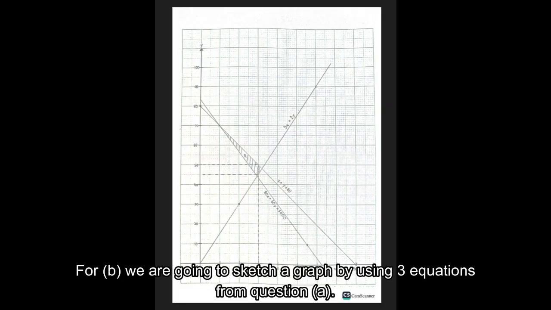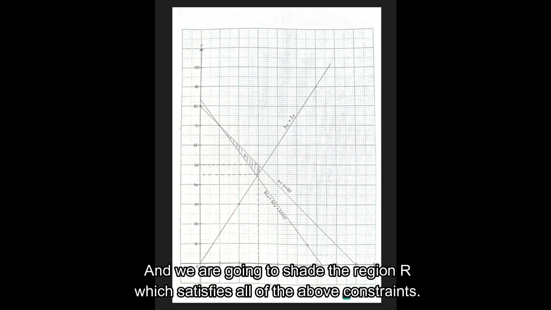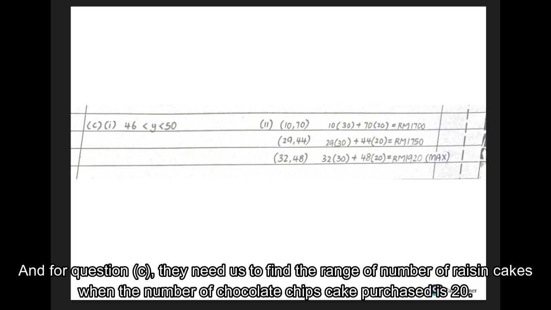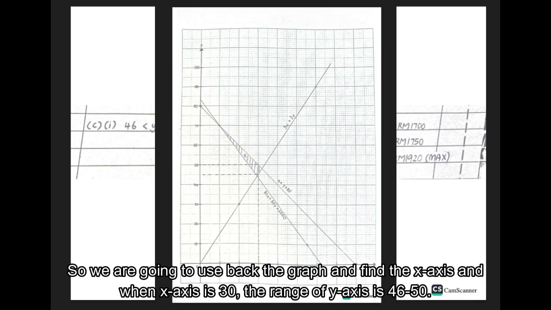For B, we are going to sketch the graph by using the three inequalities from question A, and we are going to shade the region R which satisfies all the above constraints. And for question C, they need us to find the range of the number of raisin cakes if the number of chocolate chip cakes purchased is 30. So we are going to use back the graph and find the x-axis, and when x is 30, the range of y is 46 to 50.